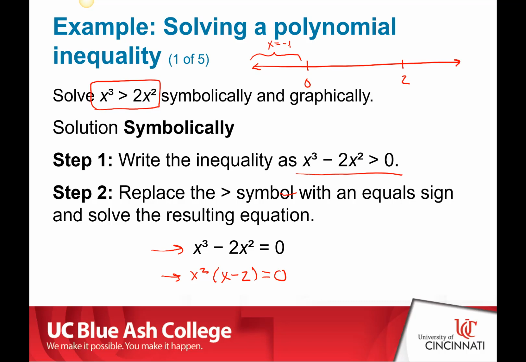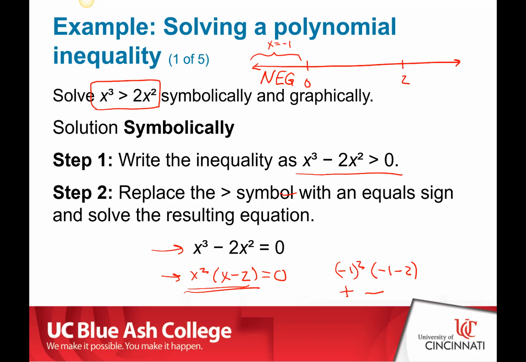Now, what I want to know is if I plug x equals -1 in, do I get a positive or a negative value? Well, let's see. That's going to be a -1 squared times -1 minus 2. All I want to know is it positive or negative? The -1 squared is positive. -1 minus 2 is negative. And when you multiply a positive times a negative, what do you get? You get a negative. Aha. That tells me that if I pick any number over on this left end, the result I'm going to get back is negative.